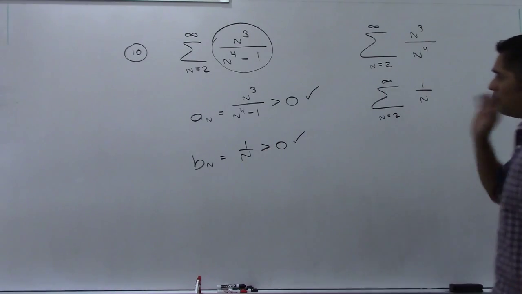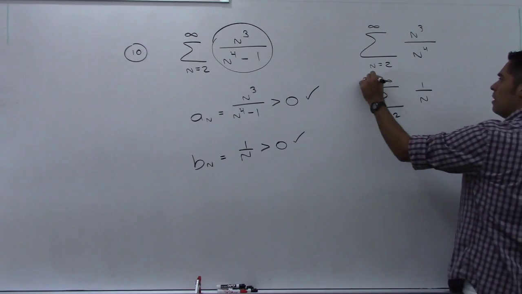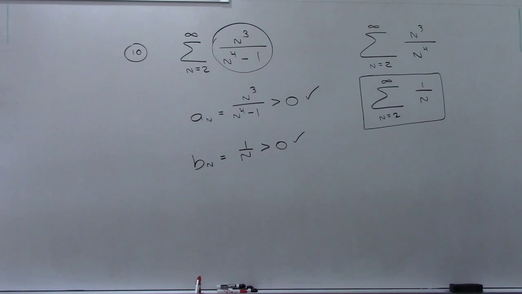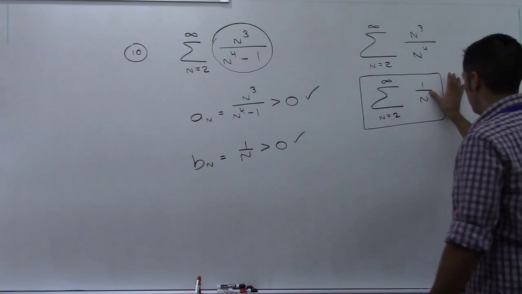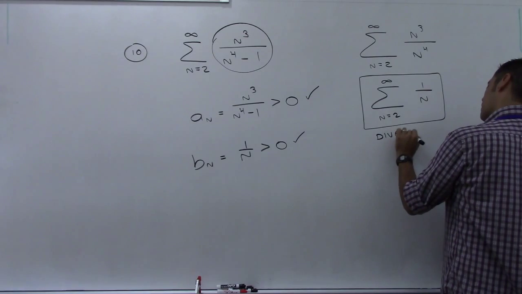So I'm going to be comparing those two sequences, but I need to know what this one does. If I'm going to compare it to something, I have to know what the thing I'm comparing it to does. Well, this is a harmonic series. We have 1 over a linear expression, or you could say this is a p series with p being 1, right? That's 1 right there. And so it's going to diverge.